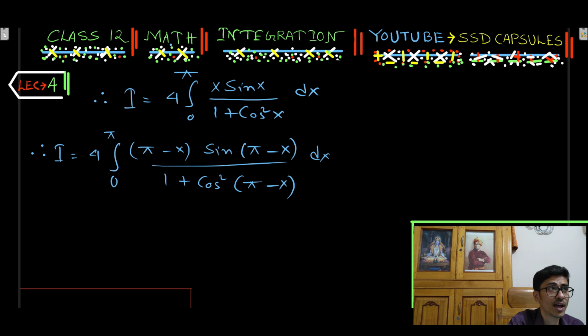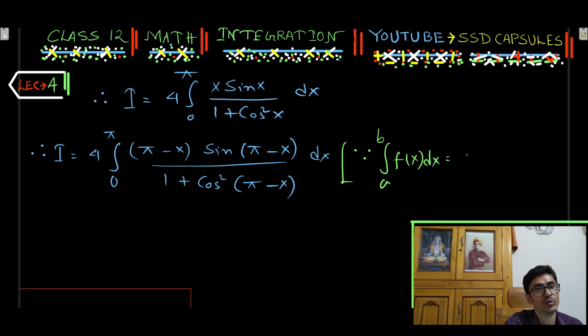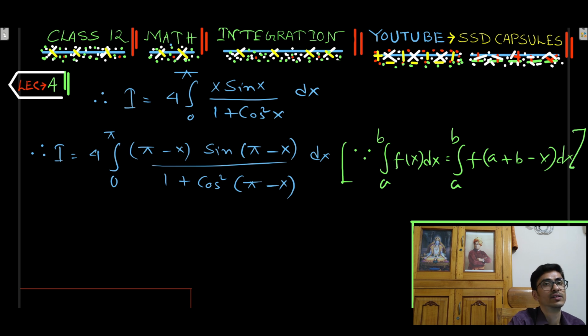So what is the formula we have applied here? Since we know the integral from a to b of f(x) dx equals the integral from a to b of f(a plus b minus x) dx. So that property we have used here. So here a equals 0, b equals pi. So a plus b minus x is pi plus 0 minus x.